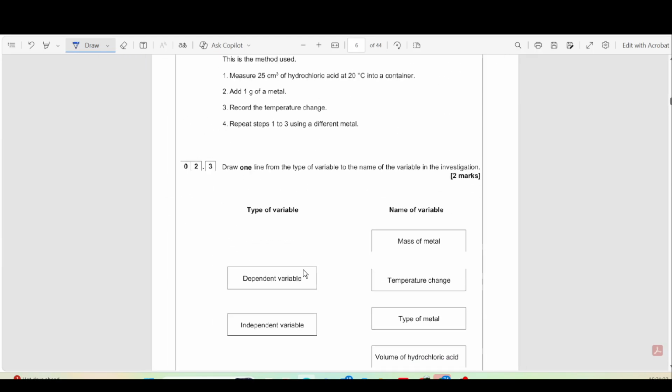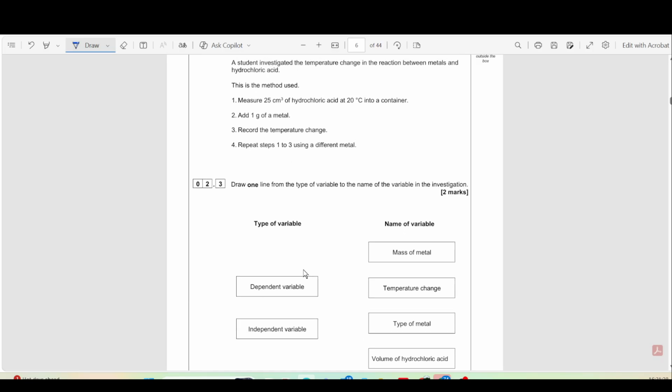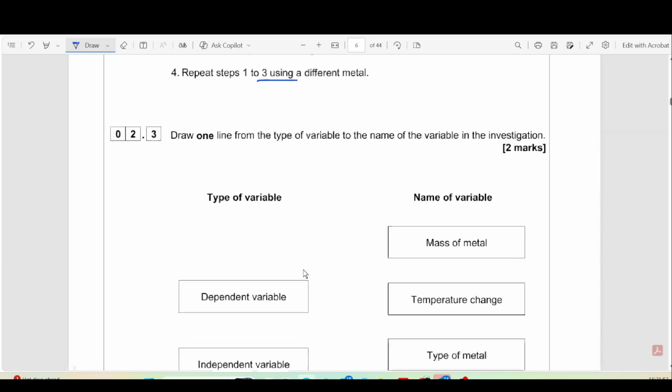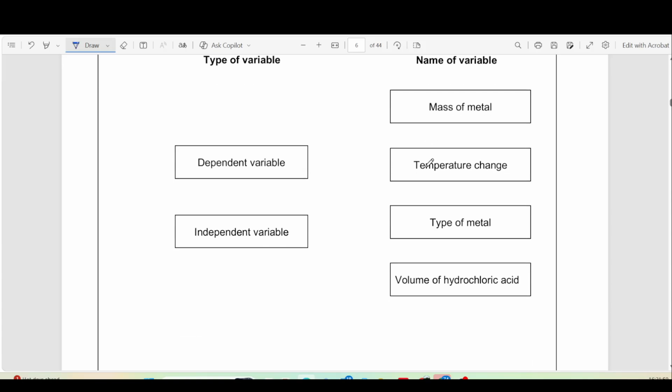Okay. Next is this. We have been given experiment steps, I think. Yeah, let's read. A student investigated the temperature change in the reaction between metal and hydrochloric acid. And this is the method he used. He measured 25 centimeter cube of hydrochloric acid at this temperature into a container. He adds 1 gram of metal, records temperature change, repeats steps 1 to 3 using a different metal. Draw one line from the type of variable and the name of variable.